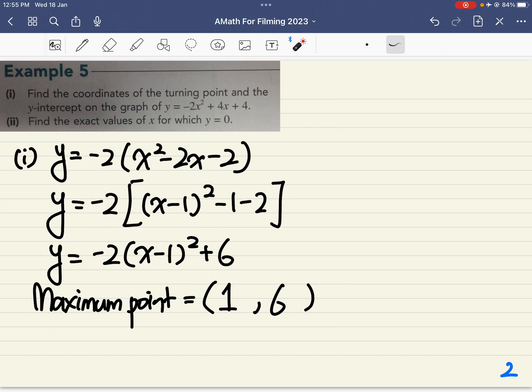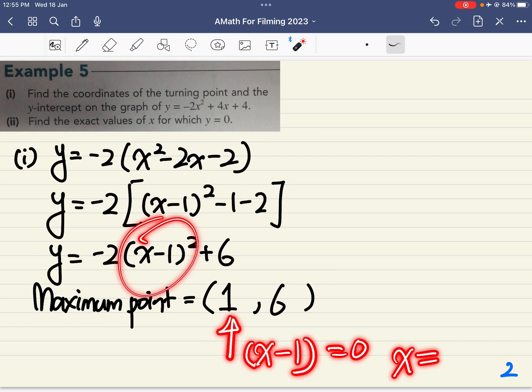Once again, this is the completed square form of this expression. Now, since it is a frowny graph, I will get a maximum point, and the maximum value of y is 6. Okay, to get my x value, as shown in the previous video, I take x minus 1 equals to 0. My x value is equal to 1.